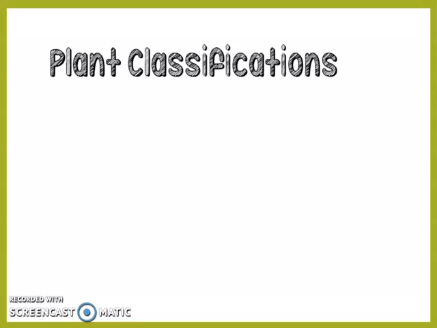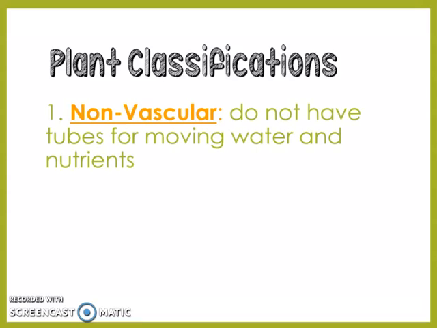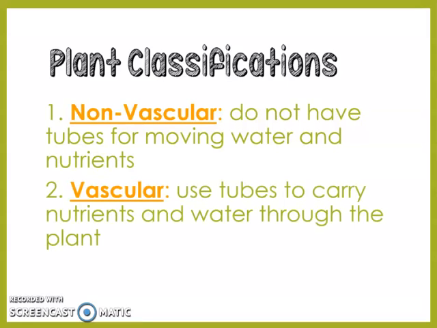There are two big groups of plants. Our first big group is called non-vascular. So non-vascular plants do not have tubes that move water and nutrients up and down the plant. So the opposite of non-vascular is going to be the vascular plants. So those are going to be our group 2. Those plants have tubes that carry nutrients and water through the plant. So no tubes, non-vascular. Tubes, vascular.